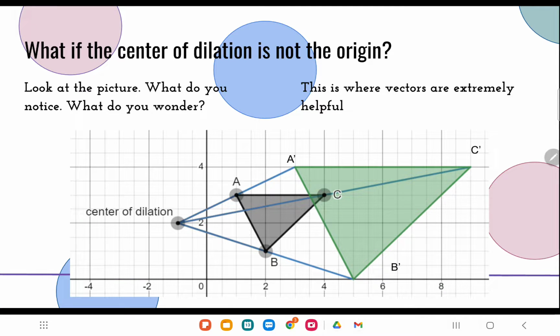All right, let's look at another example. This time, the center of dilation is not located at the origin. In this case, vectors are going to be extremely helpful if we are given a center of dilation that is not at the origin. By using vectors, we can think of that center of dilation as being the origin, and we can plot points for our image relative to the center of dilation using the idea of vectors. So let's go ahead and see this in action.